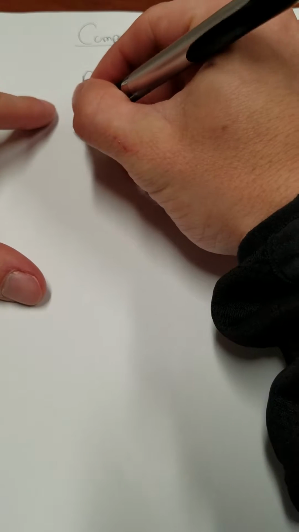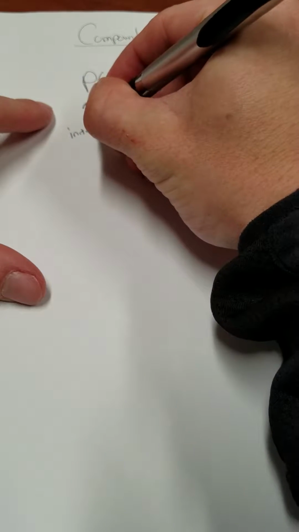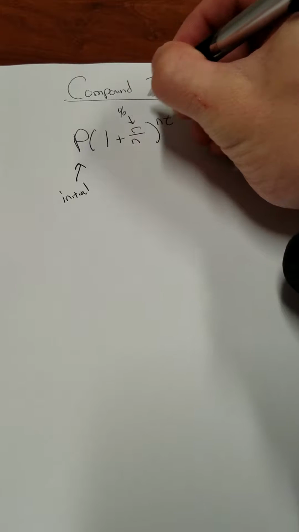P is your initial amount. So this is the amount invested. The 1 represents the 100%, just like in our other problems. We had to do 100% plus whatever it is, and it's compound interest, so we're actually making money. r is your percentage. Make sure to change that to a decimal.